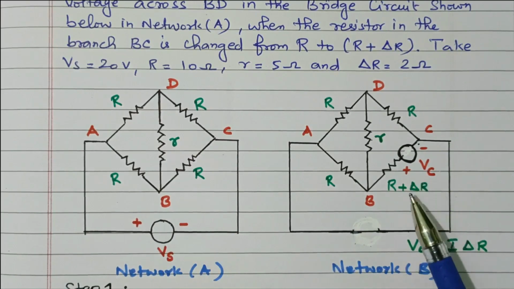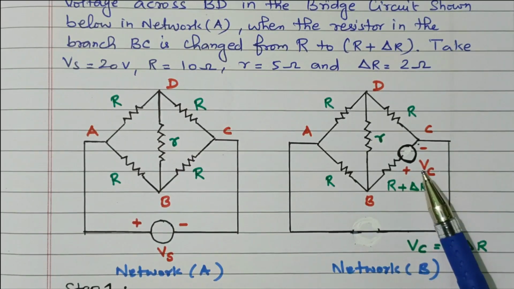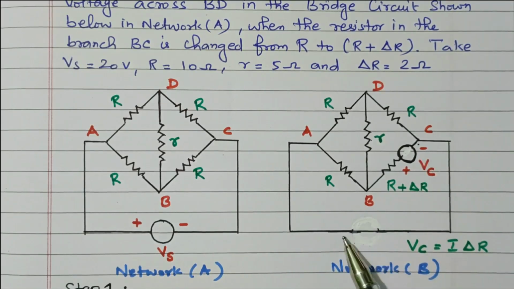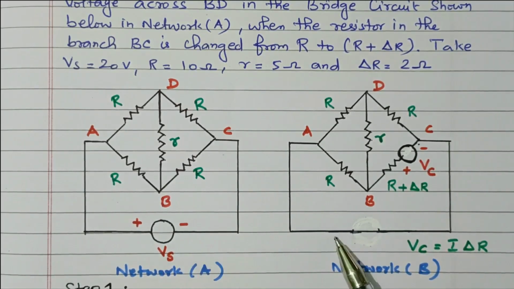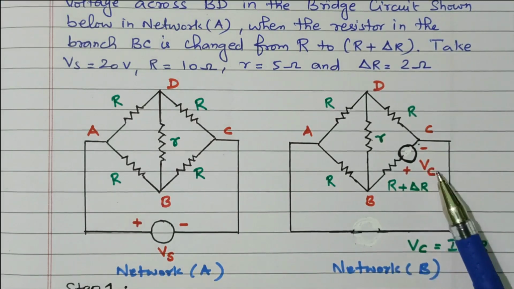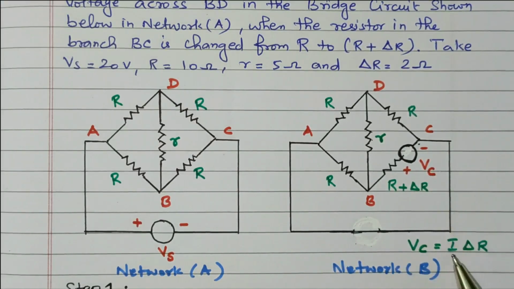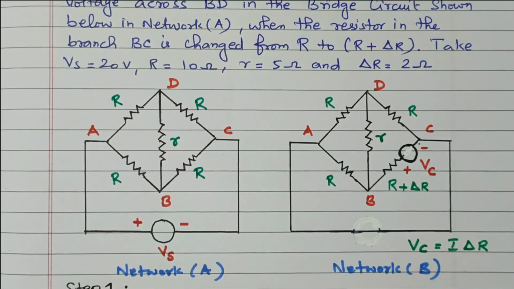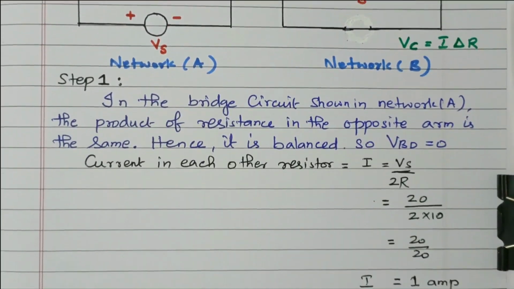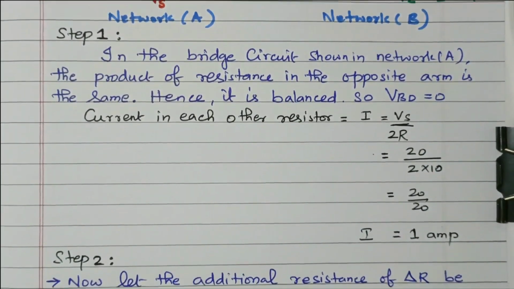In network B, the resistor value is increased so the compensation voltage source is connected, and the voltage source available in the network is removed. While removing a voltage source, it is short circuited. Now the voltage is compensated. We need to identify the compensation voltage, which is given by I into dr. So first we find the I value, the current flowing through the original network A, and from that we can easily identify the compensation voltage Vc.